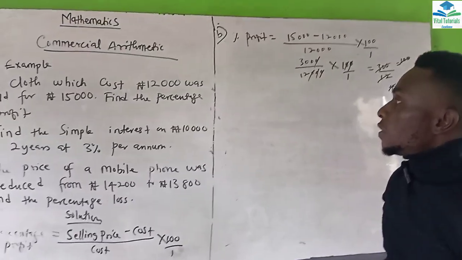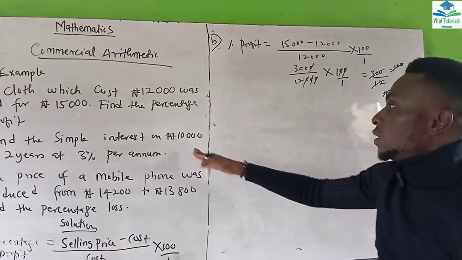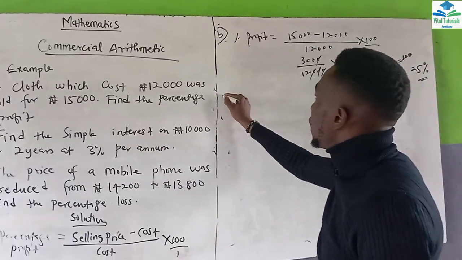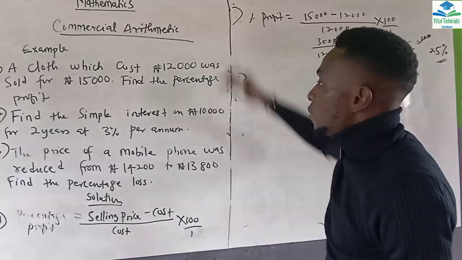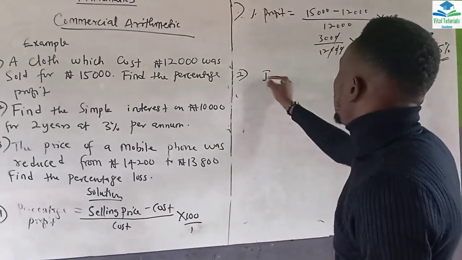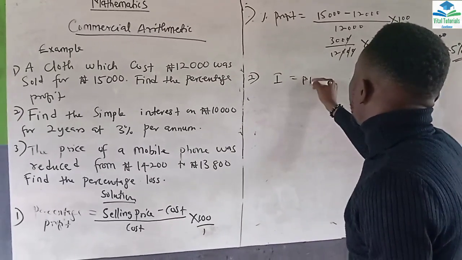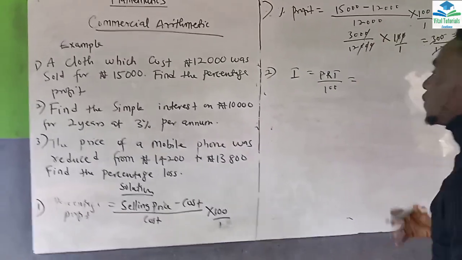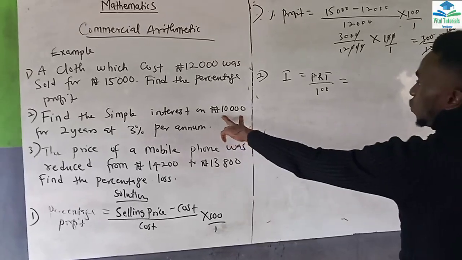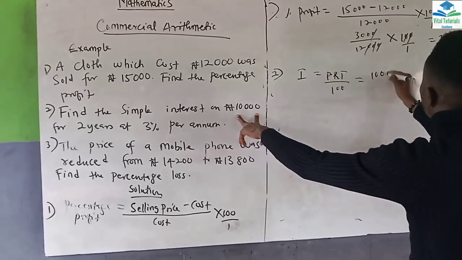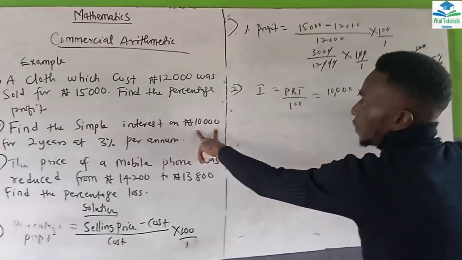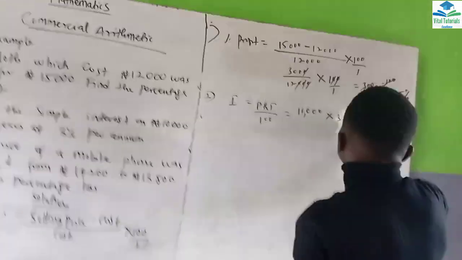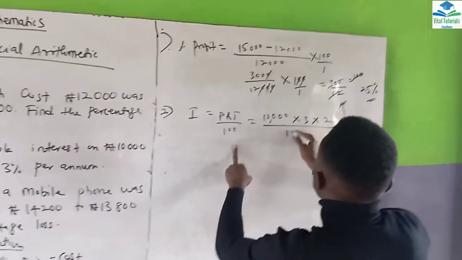Now I go to the second one, which is find the simple interest on 10,000 naira for 2 years at 3% per annum. The formula for simple interest is I equals PRT over 100. What's P? P is the principal, the original money that was borrowed or used to do the business. That's this 10,000. 10,000 here times rate. Rate is always a percentage, 3%. Then times 2 years over this 100 you have here.